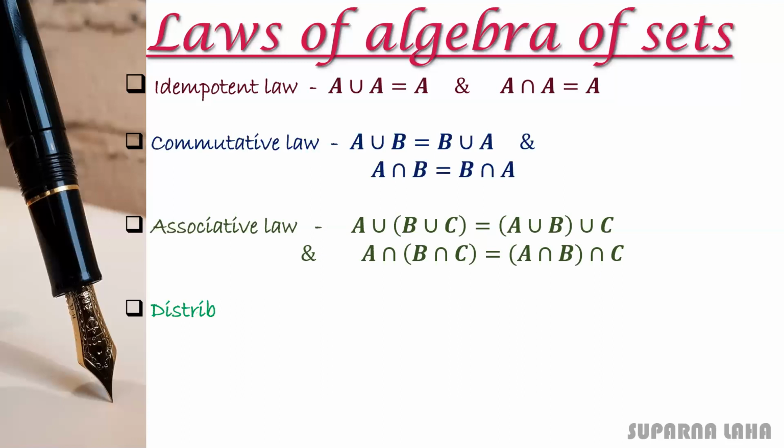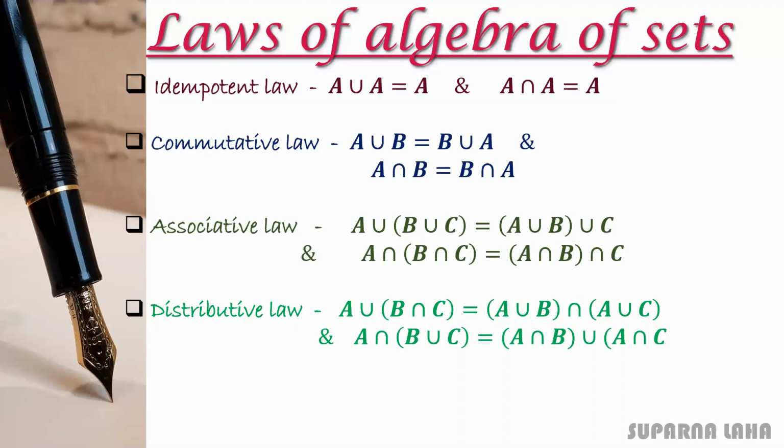Next is the distributive law. That is A union B intersection C. Whenever you are taking union with this intersection, that is B intersection C, we can represent this as A union B intersection A union C. And just change the operation. In the place of union, just write intersection, and in the place of intersection, just write union. So A intersection B union C is A intersection B union A intersection C.